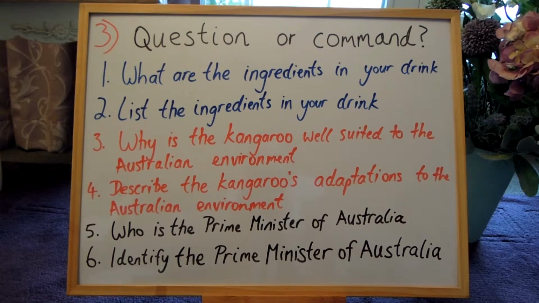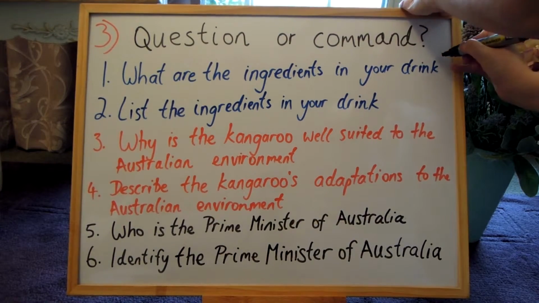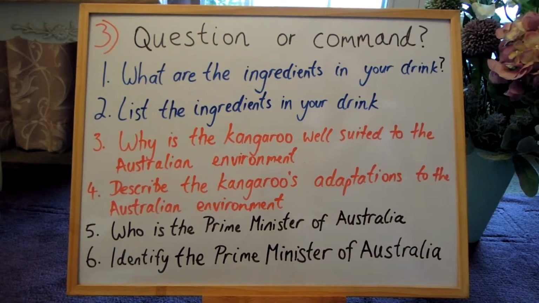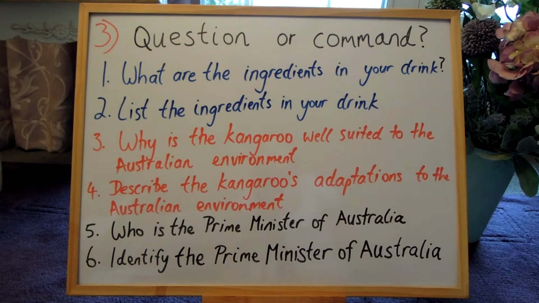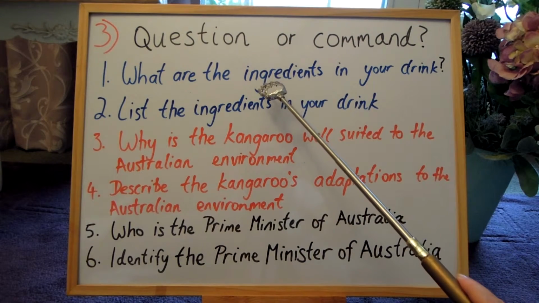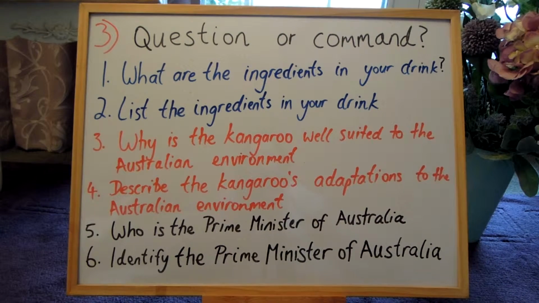Okay, so number 1 is a question, so we'll just put a question mark there. And number 2 is the imperative. As you can see, with number 1, what is the subject of the sentence? Ingredients. Are, you've got the verb to be, and then the ingredients is the object of the sentence.